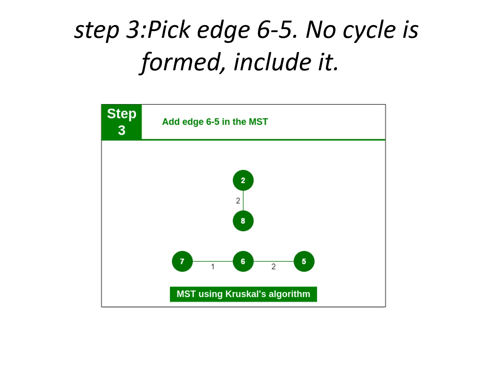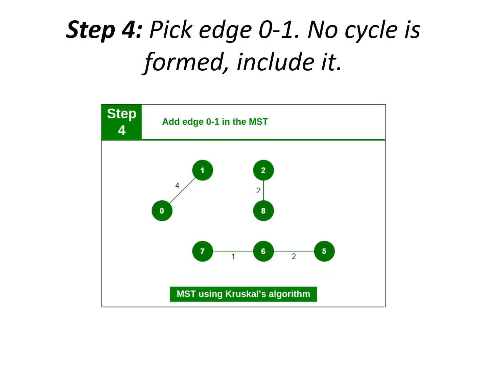Then step 3, pick edge 6, 5. No cycle is formed. Included. Using the previous table, we have to draw the minimum spanning tree for the table entry 6, 5, which has a weight of 2. We have to draw the minimum spanning tree using the vertices 6, 5 and we have to check it is acyclic.